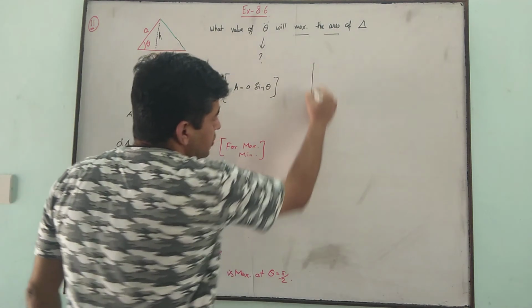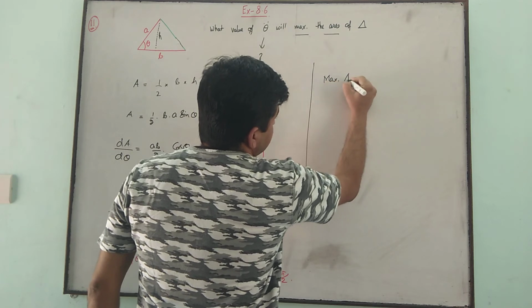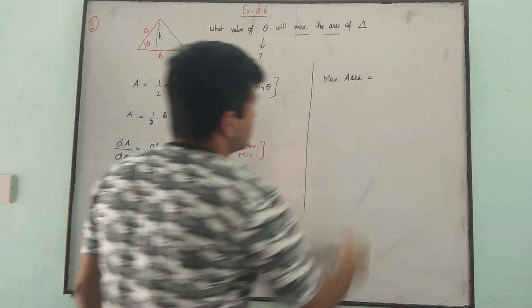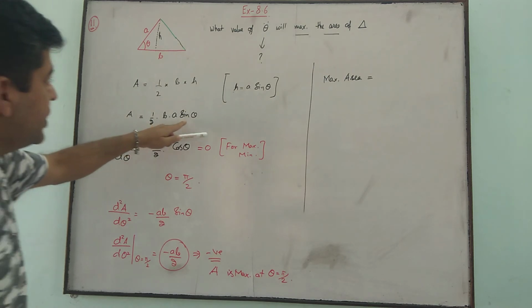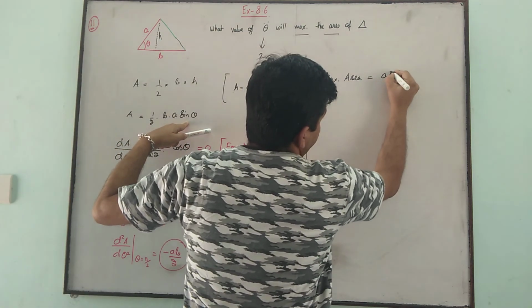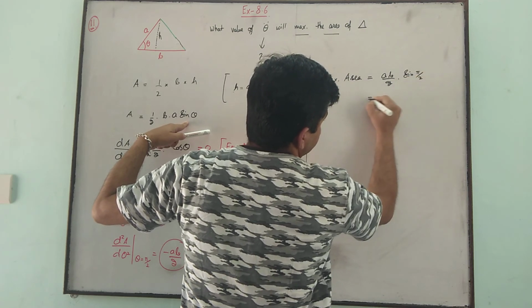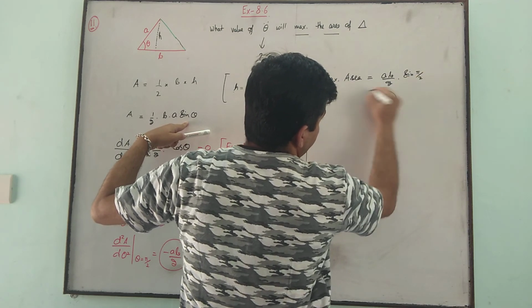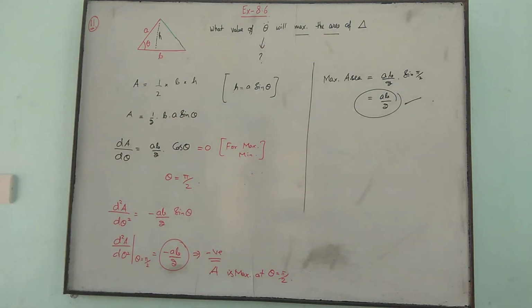He may ask you that maximum area also. So your maximum area will be AB by 2 into sin theta, with theta as pi by 2. So we got AB upon 2 as the maximum area. A and B are given constants. Just write it down.